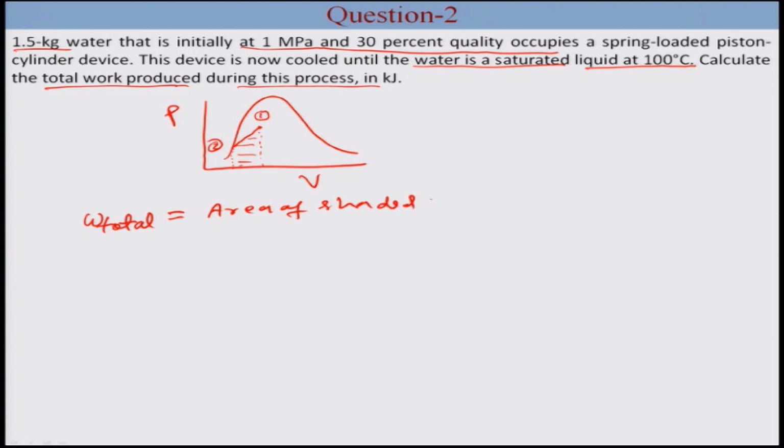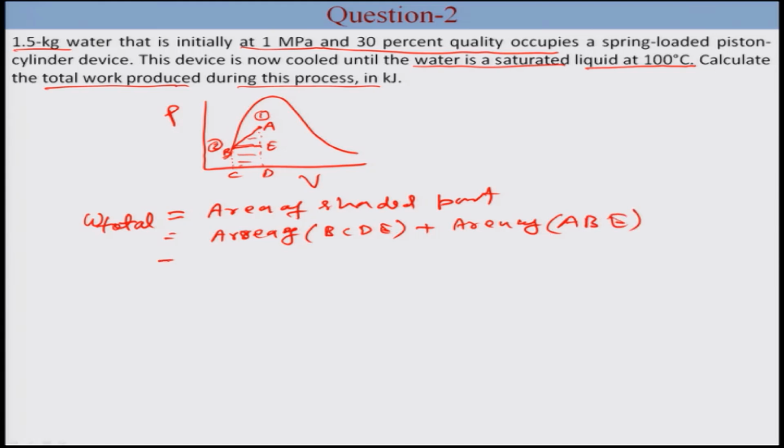Shaded part. So if we divide this region in two parts, this will be the area of this triangle ABE plus the area of this rectangle BCDE.